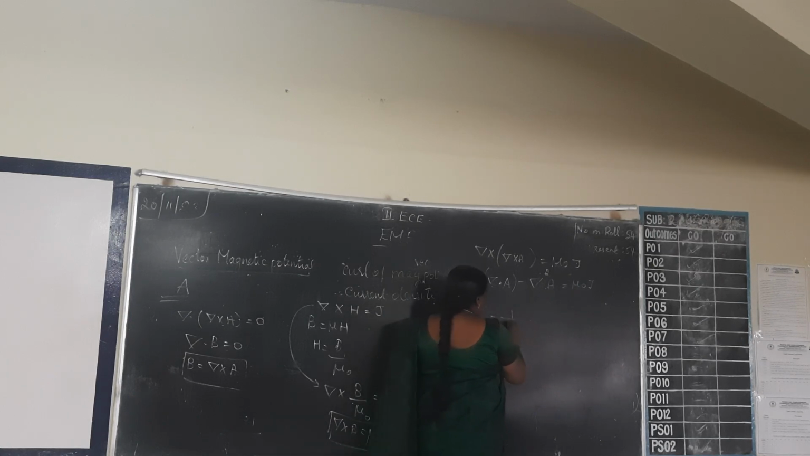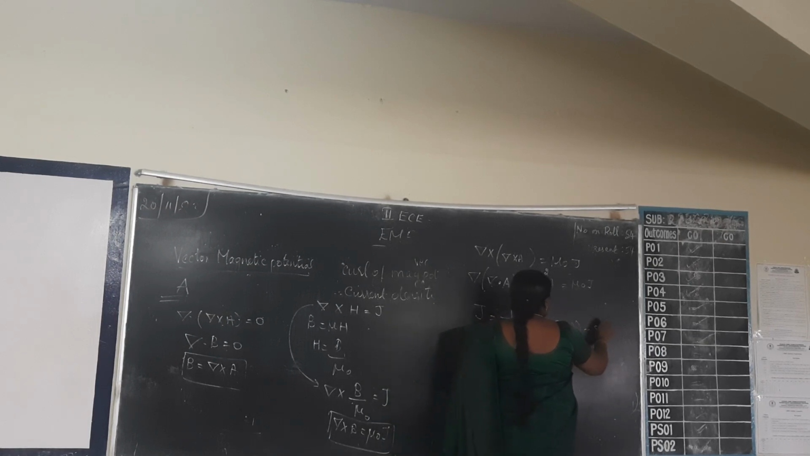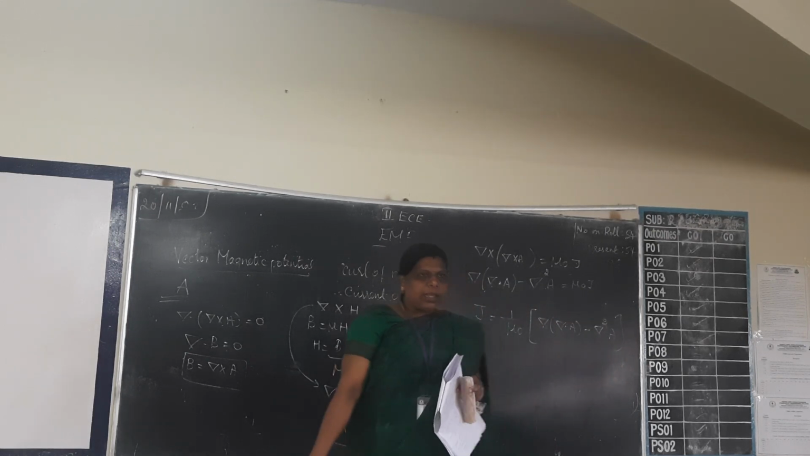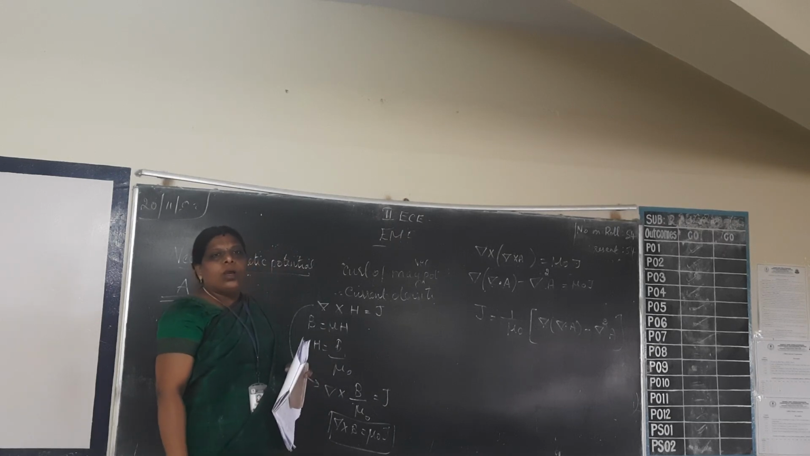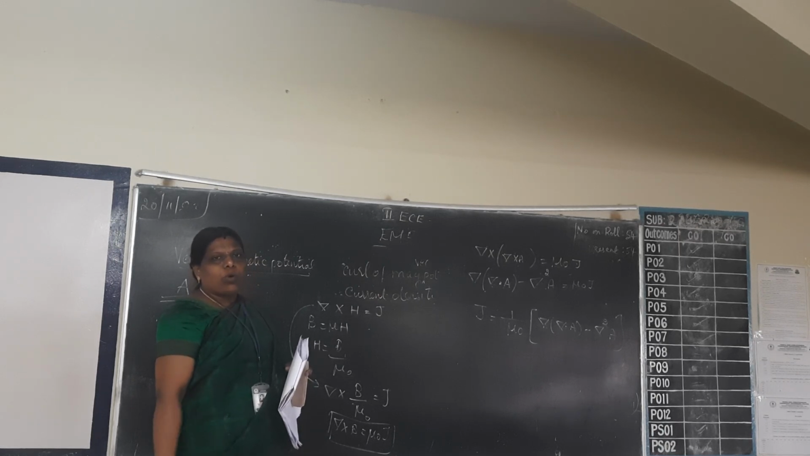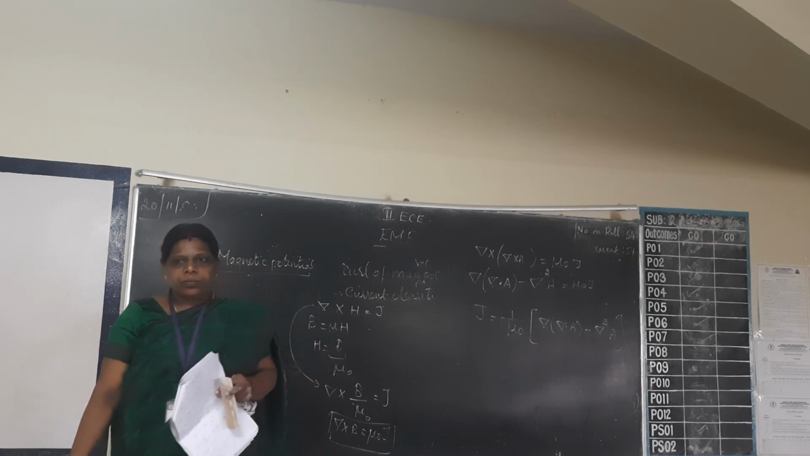J is equal to 1 by mu naught into del of del dot A minus del squared A. If they are asking you to find out the current density, you can find it by using the magnetic vector potential value A. When we solve problems on this, you will come to know why we need this. Shall we go for a problem?